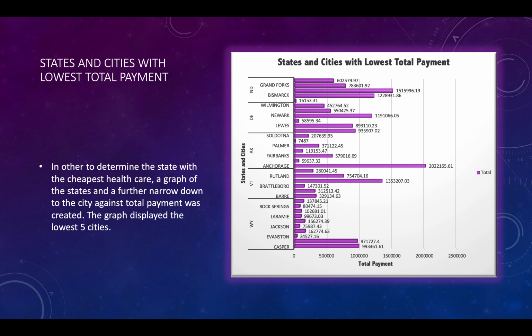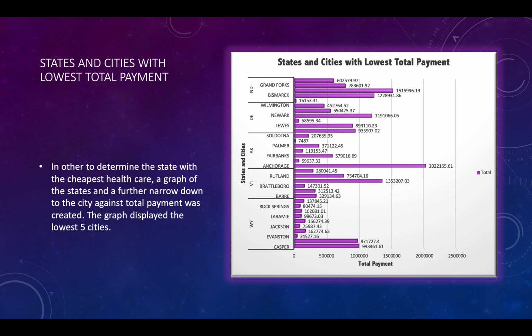And then I was really interested in narrowing down total payments. So I wanted to know the lowest total payments per state, and not just states, also narrowing down to the cities as well. So I was able to create a graph that not just provided the total payments for the states, but also narrowed it down to each city.